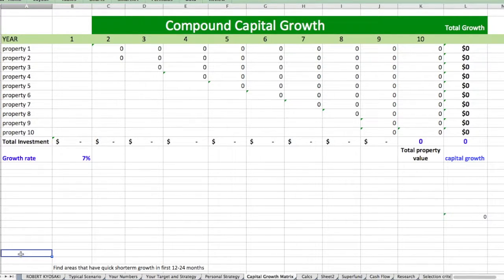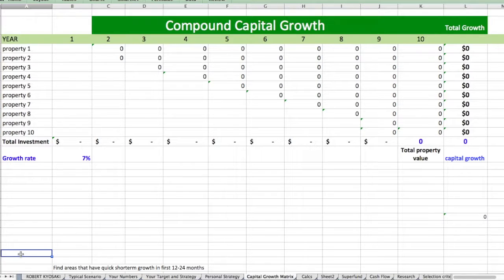Hey guys, I want to talk to you about compound capital growth, the power of compound capital growth in the investment property market. When you buy one property, you're hoping it's going to go up in value, because the rent just makes the interest payments for you. Your rent and your taxes cover that. And the way you make money is when the property actually just goes up in value over time.